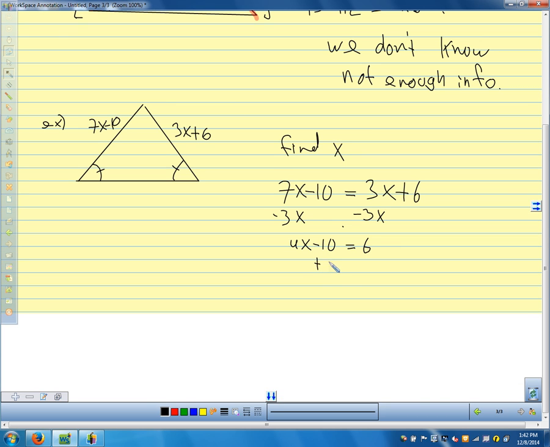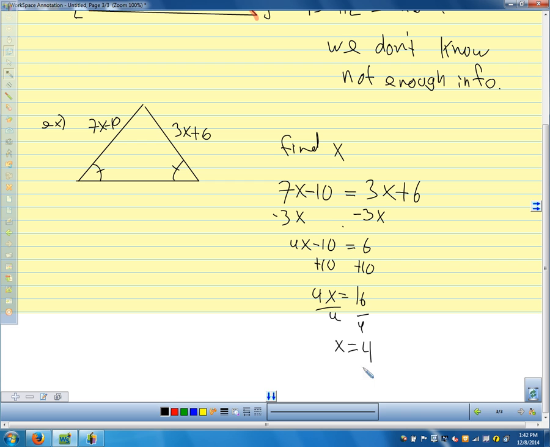Add 10 to both sides. So we get 4x equals 16, divided by 4, and x equals 4. Well, you guys know how to solve this equation. You don't have to copy mine, you can solve it yourself, right?